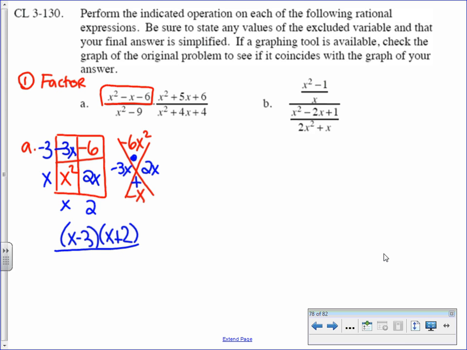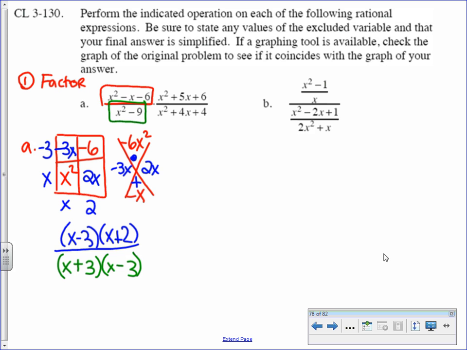X squared minus 9 in the denominator is actually the difference of squares. We learned this pattern that I can just add and subtract the square roots of each piece. So x squared square rooted is x and x. 9 square rooted is 3, and then 3. So one of them's going to be plus and one of them's going to be minus. That's the difference of squares. Okay?